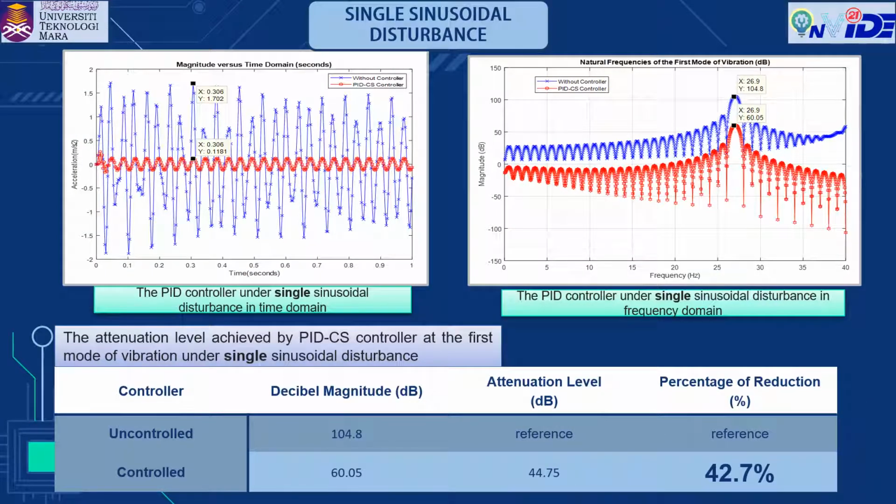The first analysis of the controller is conducted by exciting the system with a single sinusoidal disturbance. These two graphs represent the PID controller in time and frequency domains. From the analysis, the obtained parameter gains for the PID-CS based controller have successfully attenuated the first mode of vibration with 44.75 decibel, which is equivalent to 42.7% attenuation.